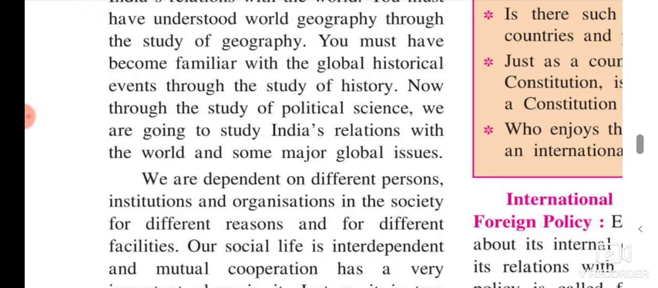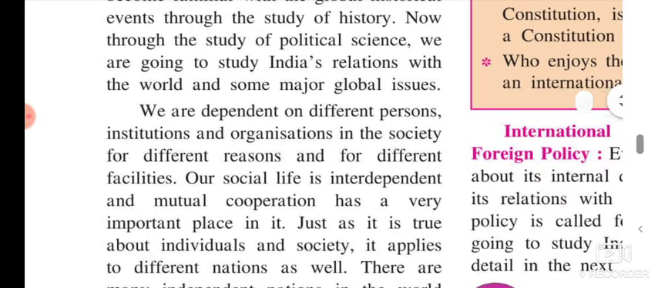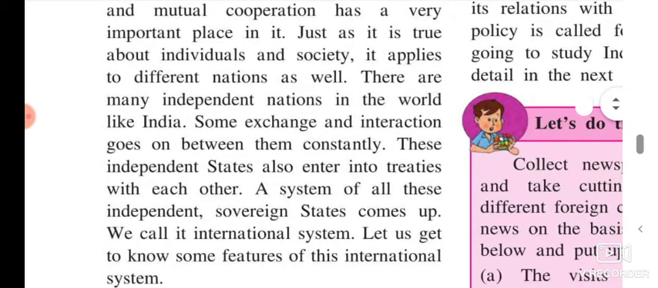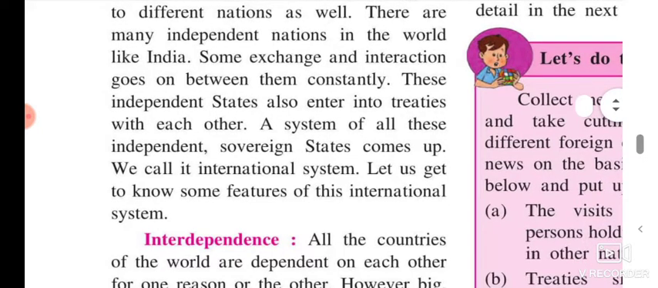We are dependent on different persons, institutions, and organizations in the society for different reasons and for different facilities. Our social life is interdependent and mutual cooperation has a very important role in it. Just as it is true with individuals in society, it applies for different nations as well. There are many independent nations in the world like India. Some exchange and interactions go on between them constantly. These independent states also enter into treaties with each other. A system of all these independent sovereign states comes up. We call it international system.